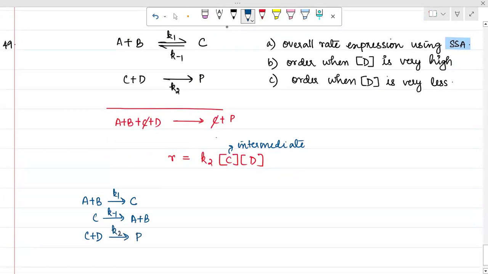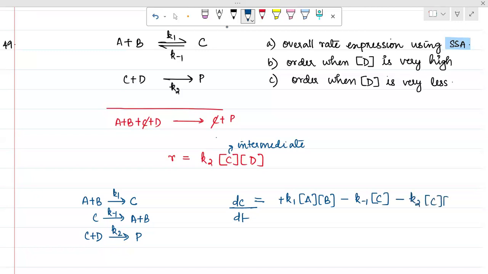So if we have to apply SSA, the derivative of the intermediate with time is going to be equal to 0. So find the expressions for all of these. Let's write it as a totality. dC by dt. In the first step, it is being formed, so plus K1 concentration of A into concentration of B. In the next step, it is being consumed, so it's going to be minus K inverse. Who's the reactant? C is the reactant. In the last step also, it is disappearing. So again, minus K2 concentration of C into concentration of D. This is going to be equal to 0.